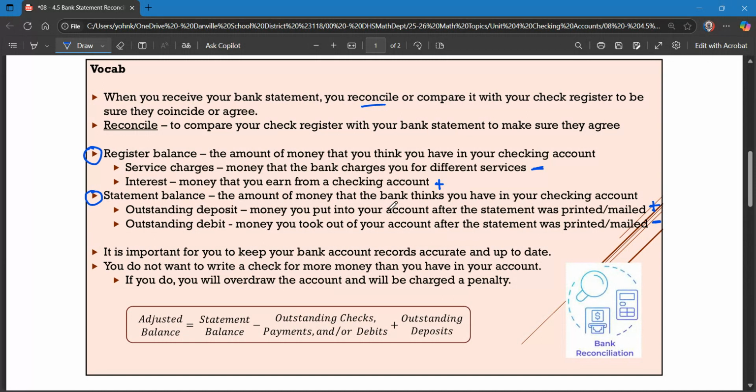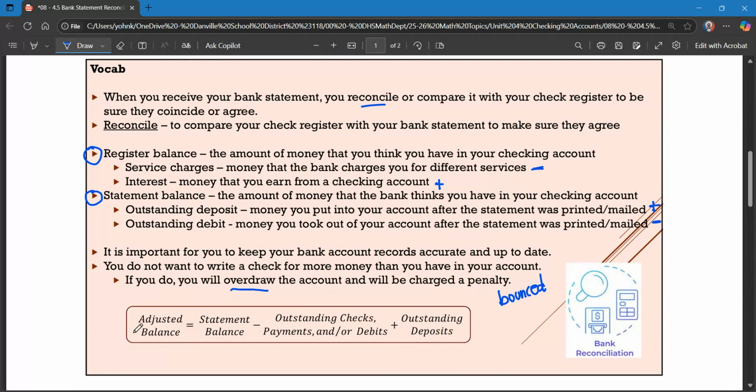You do not want to write a check for more money than you have in your account. If you do, you will overdraw the account and you will be charged a penalty. So basically, if you have $100 in your checking account, but you try to write a check for $150, not only will you not be able to give that check to the person, but you'll probably get charged a $25 fee because that check was not good. Sometimes they call it the check bouncing. If you've ever heard of a check being bounced, that's another term for when a check is not valid.